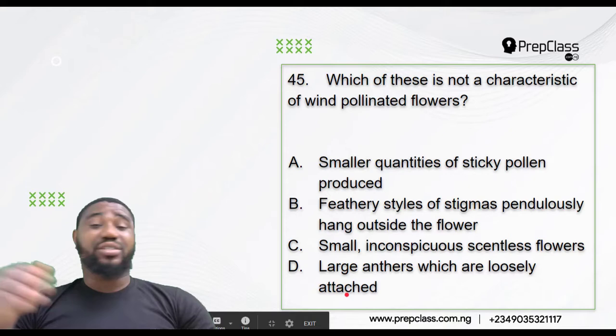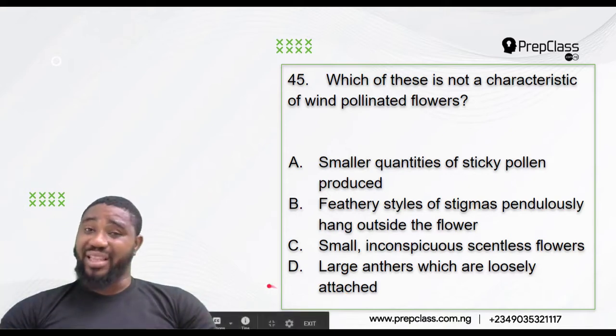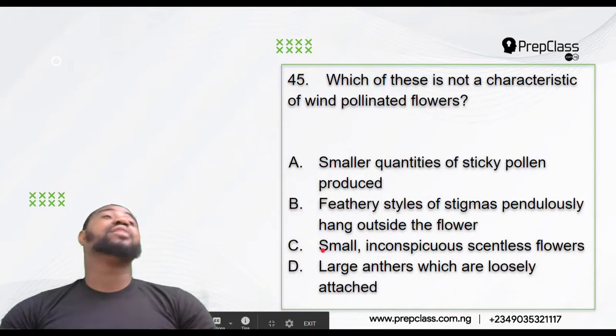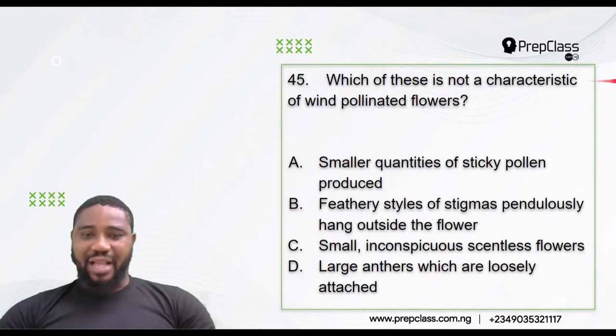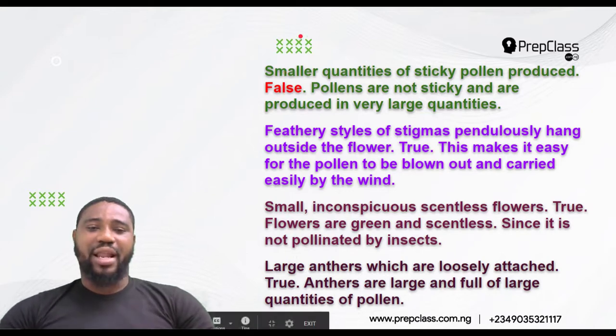Wind-pollinated flowers are mostly grasses. All those grasses, sedges, they are wind-pollinated flowers. They are not like all these trees. Flowers of those trees are pollinated by insects. Why? Because insects are attracted to their flowers. Their flowers are conspicuous, they are brightly colored, they are scented. They're asking which of all these is not a characteristic of wind-pollinated flowers. We will analyze all of them.